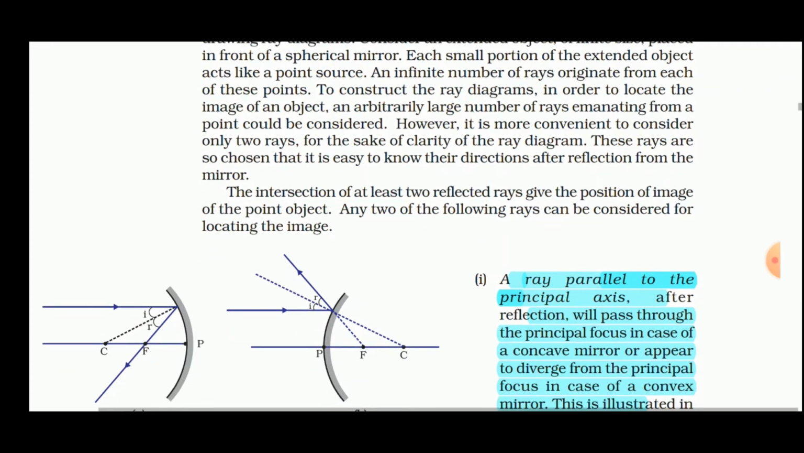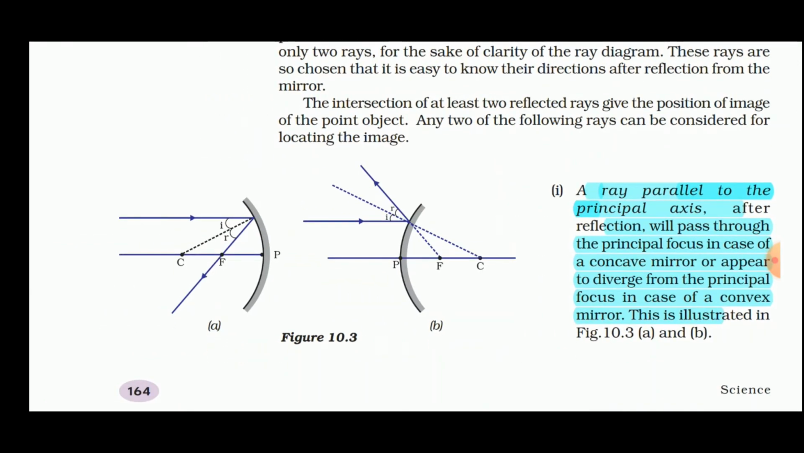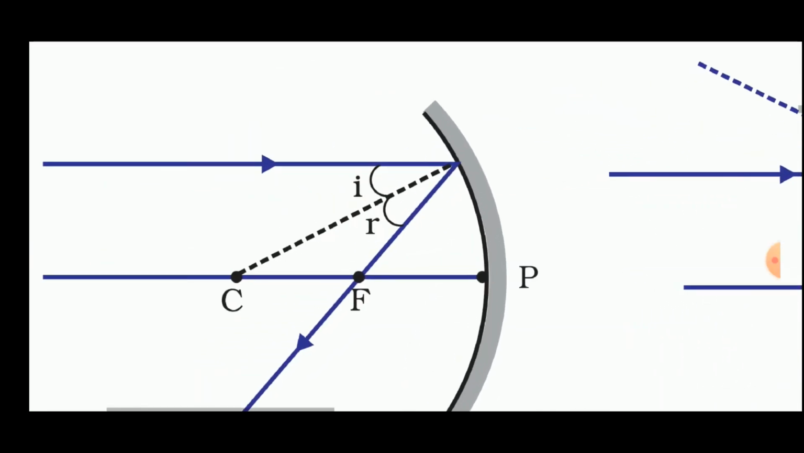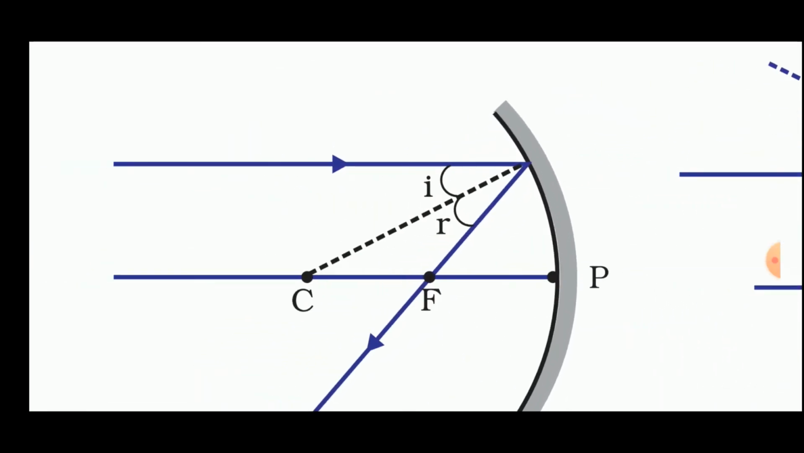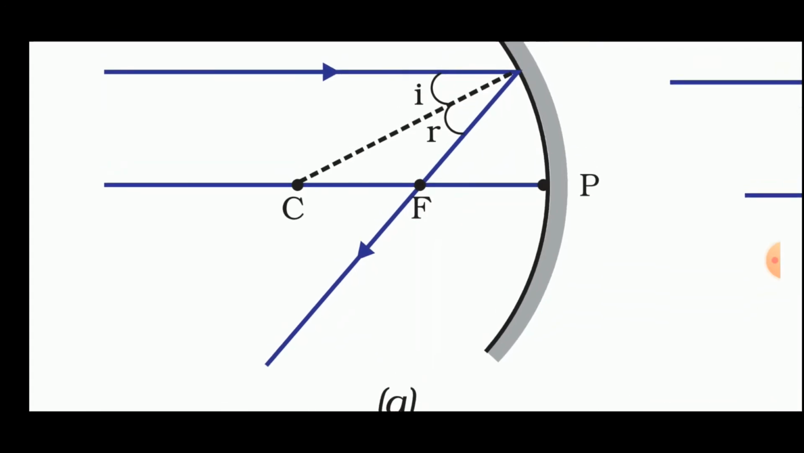Now first, the first ray: you will see that the ray parallel to the principal axis, after reflection, passes through the principal focus. We will see this for both the mirrors, concave as well as convex. See here, P is the pole of the mirror, F is the principal focus, and C is the center of curvature. This ray of light is incident on the concave mirror, and after reflection, it passes through the principal focus. So this is one direction of the ray of light.